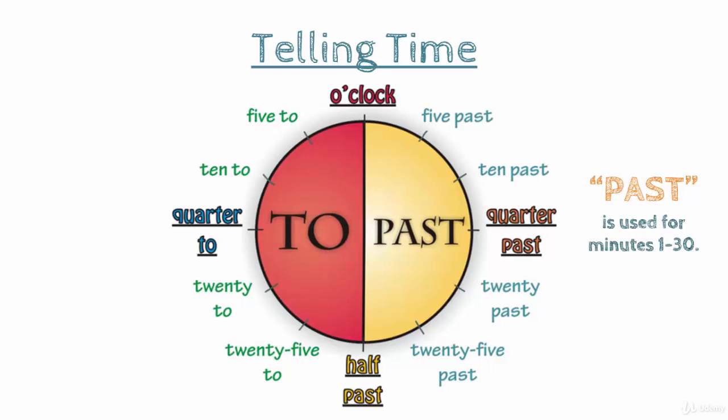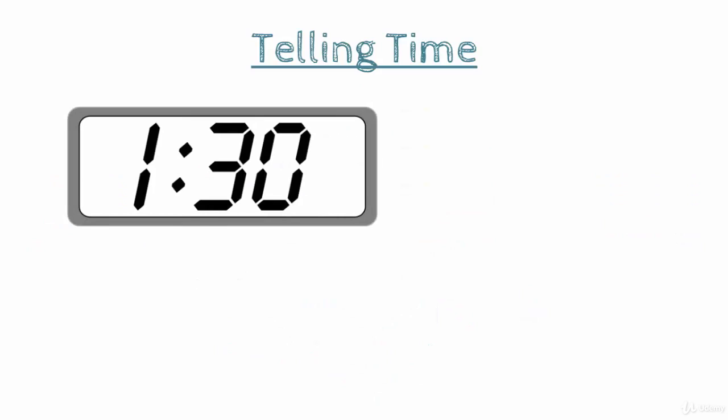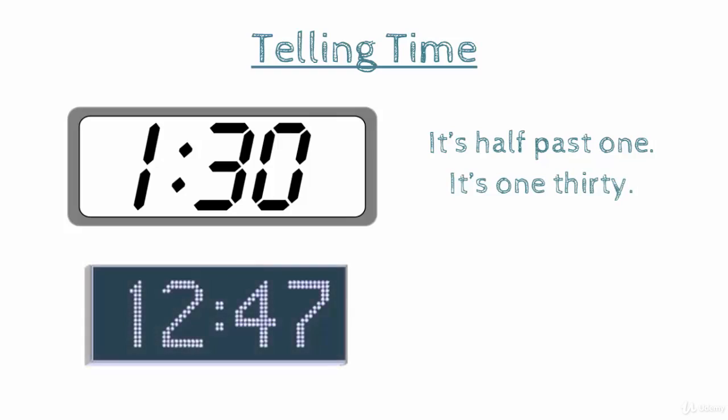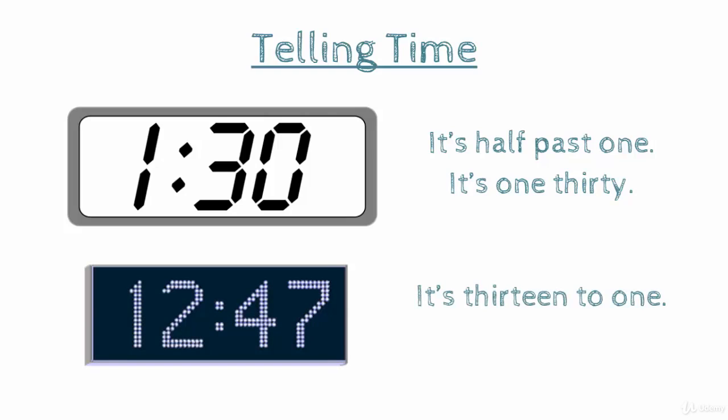And then we have 25 to, 20 to, 1/4 to, 10 to, 5 to. To is used for minutes 31 to 59. All right, guys. Let me give you an example of that. It's 1:30, or it's 13 to 1, or it's 12:47.